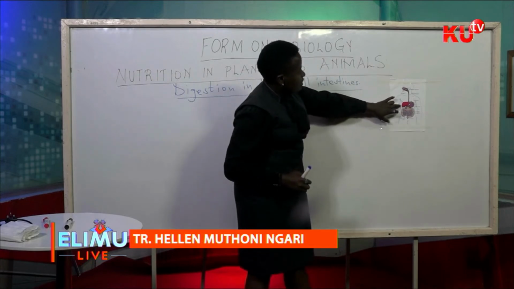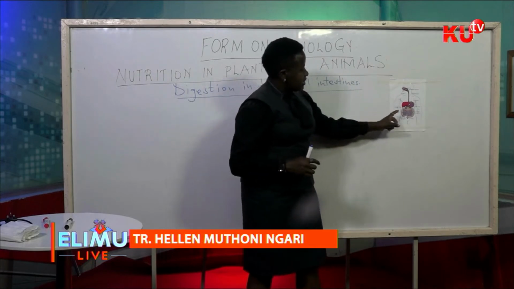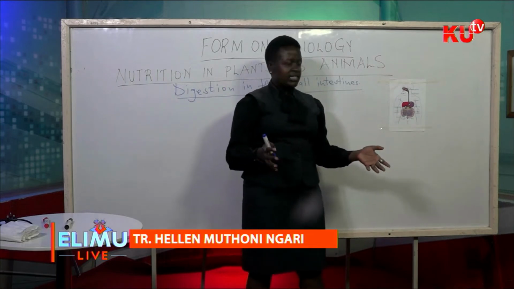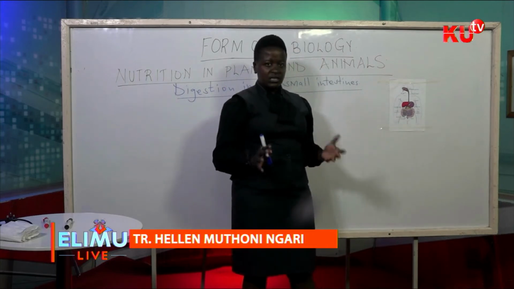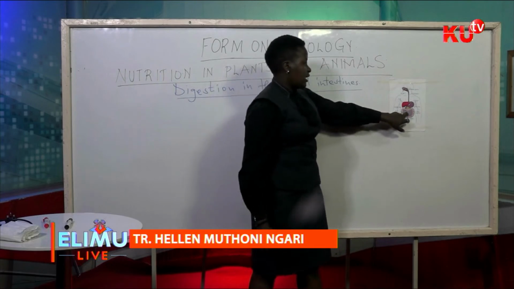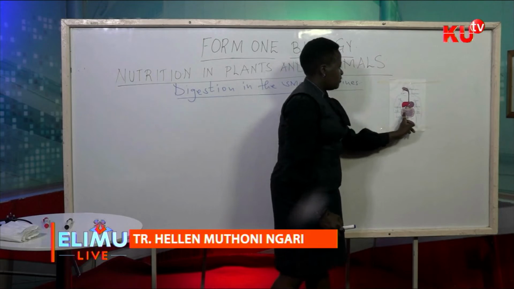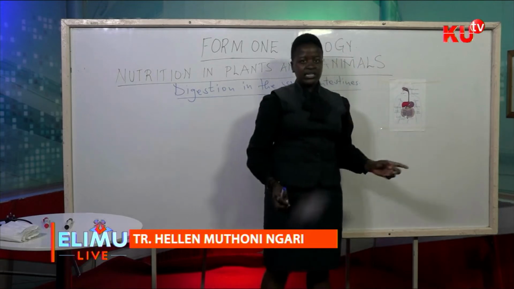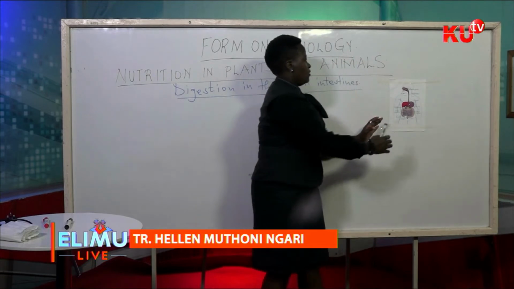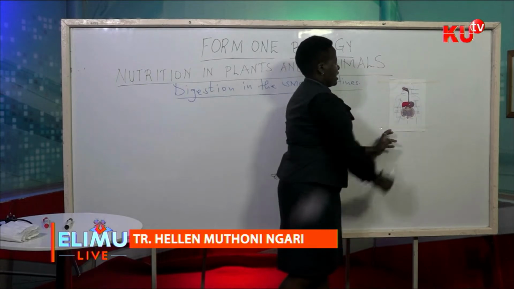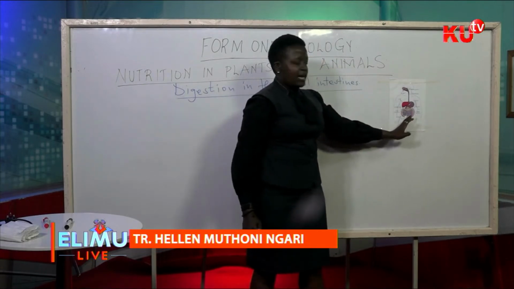Then we also have the liver, which is connected to the first part of the small intestine. The first part of the small intestine is called the duodenum. So this portion between this and this is the duodenum. Then we have the lower part of the small intestine called the ileum. Then on this side, we have the large intestine. From there, we have the rectum and the anus.